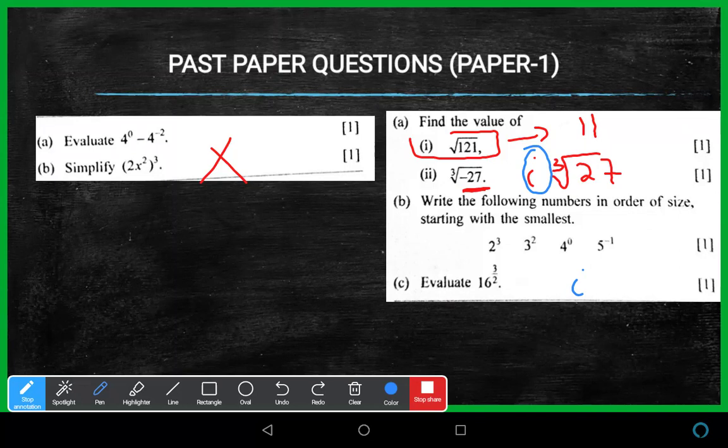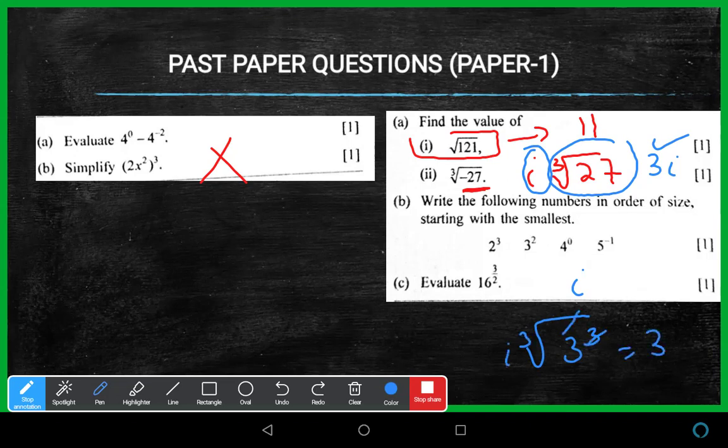27 is positive now. It's a cube root, and we know that 27 is the cube of 3. So the answer will be 3 iota. That's it. This will be the answer. Because 27 is 3 raised to the power 3, the power will cancel out, it will become 3, and we already have iota. So it will become 3 iota. I hope everything is crystal clear.